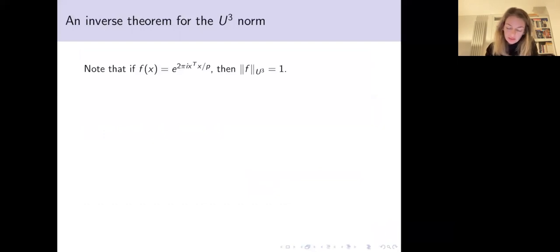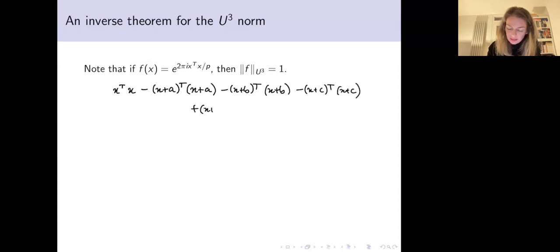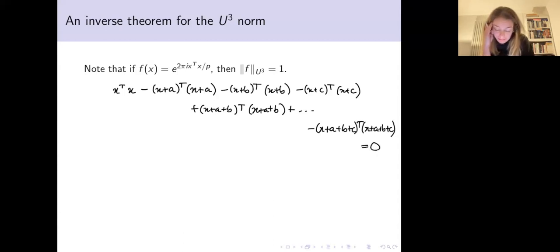So I take e to the 2 pi i x transpose x over p. That will have U3 norm equal to 1. And that's because of the following quadratic identity. For all x, a, b, and c, I have that x transpose x minus (x plus a) transpose (x plus a) minus (x plus b) transpose (x plus b) minus (x plus c) transpose (x plus c) plus (x plus a plus b) transpose (x plus a plus b), you get the idea, and the final term of minus (x plus a plus b plus c) transpose (x plus a plus b plus c), all of that is equal to 0 for all x, a, b, and c.